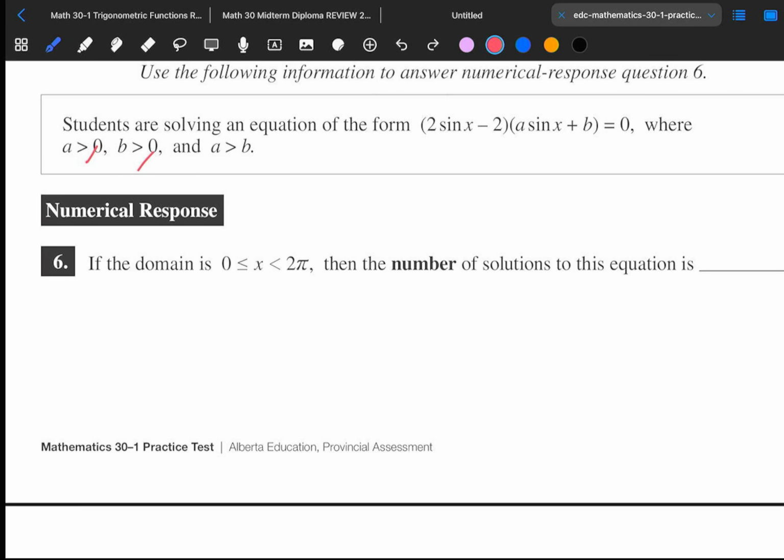Honestly, what I think we'll do here is set each factor to 0. So let's say sine of 2x minus 2 is equal to 0. You'll rearrange and you'll get sine of x is equal to 1. And then for this one, you'll get sine of x is equal to negative b over a.